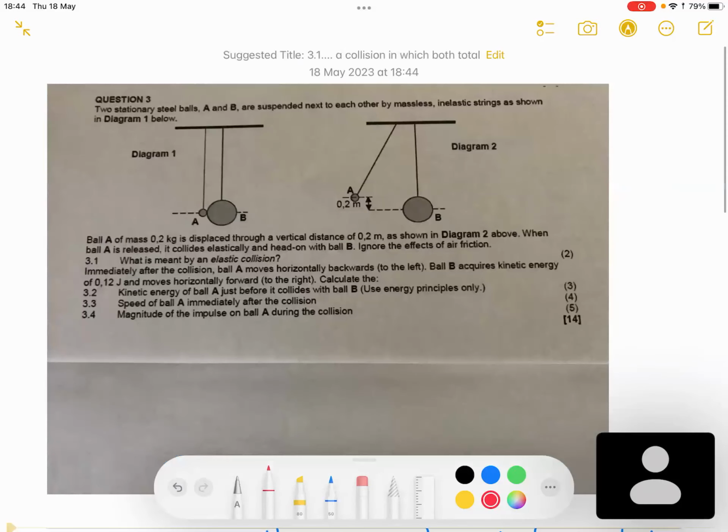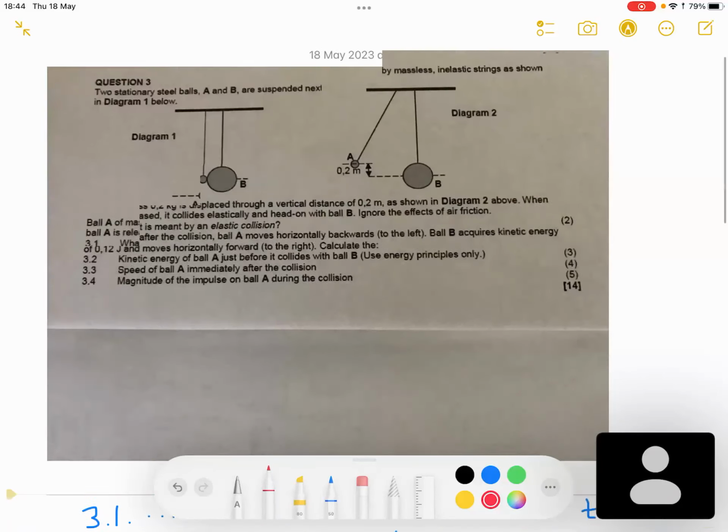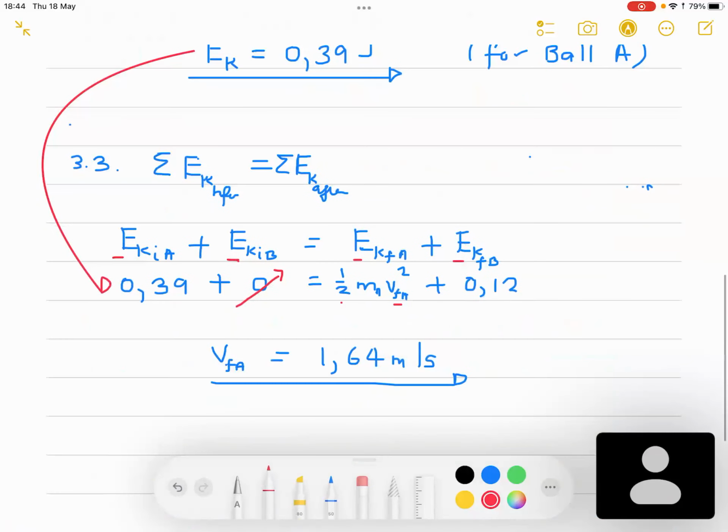So if we go look up here, they said that ball B acquires kinetic energy of 0.12 joules. So they told us what the kinetic energy is. Then when we go back here, we just fill in that value. Let's just do some missing steps then.